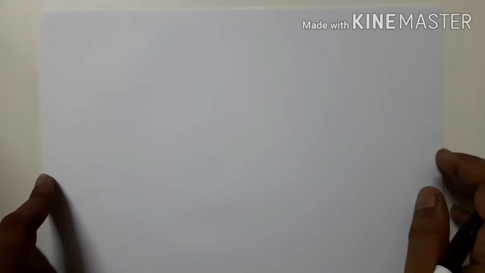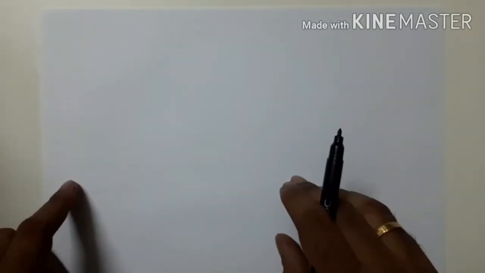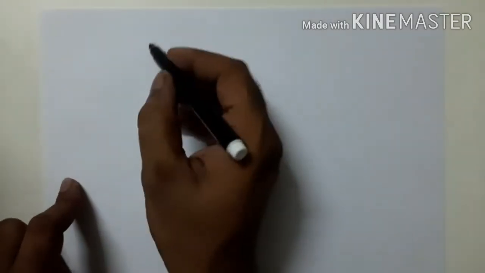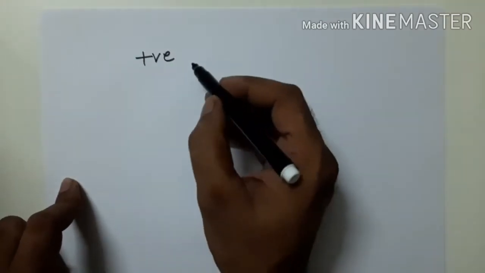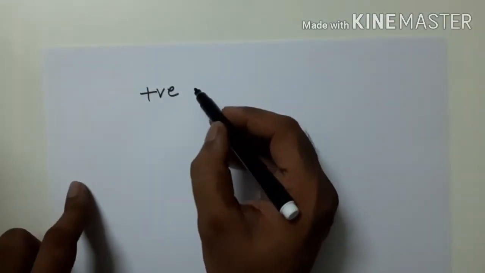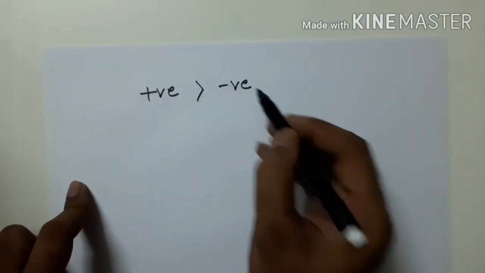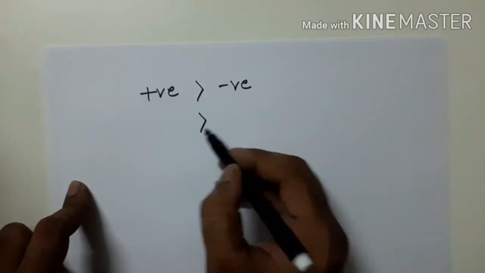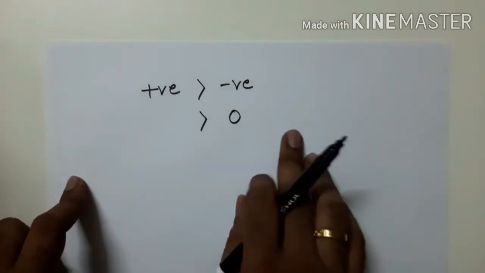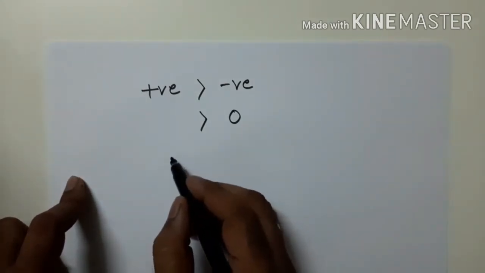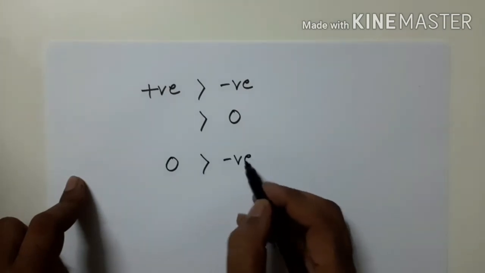As we have represented rational numbers on a number line, whatever is present on the right hand side is always greater than whatever is present on the left hand side. So here we can tell all the positive rationals are greater than the negative and greater than 0. So positive rationals are always greater than 0 and negatives. Next, 0 is always greater than all the negatives.